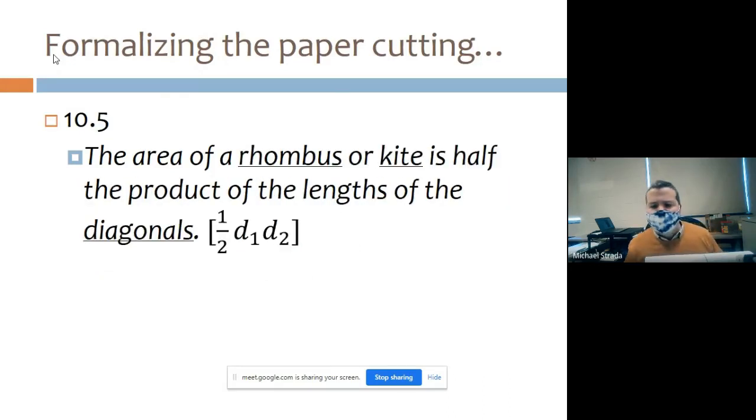The area of a rhombus or kite is half the product of the lengths of the diagonals. 1/2 D1 D2.